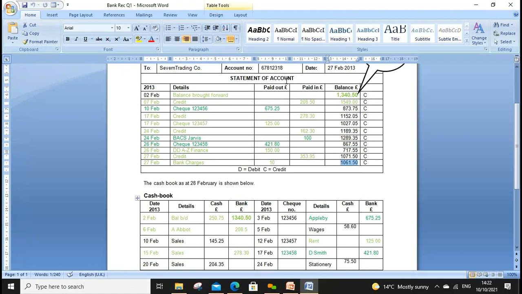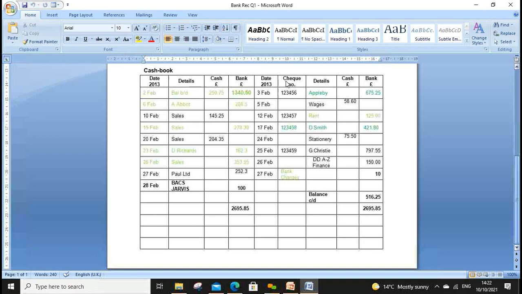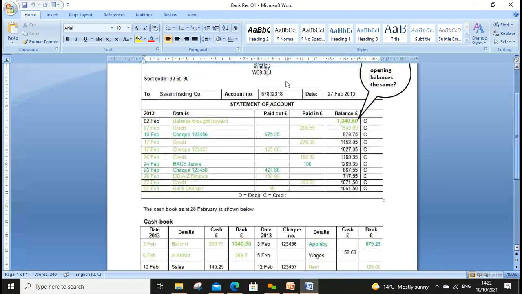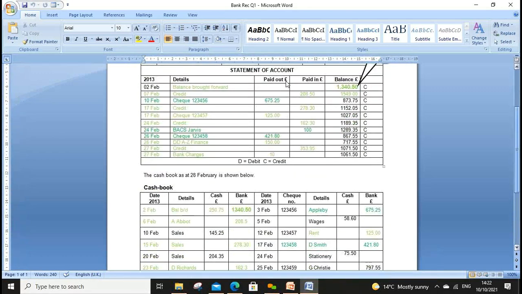So always check that the closing balance of the bank statement matches the opening balance of the cash book. It should match. If not, check. The cash book has two columns, bank and cash. So bank means the cash in the bank. So that's the balance brought down. We'll go through a good few examples and that will help us.